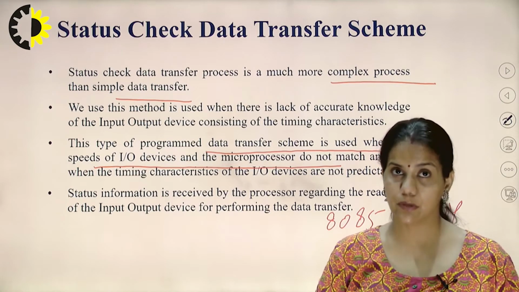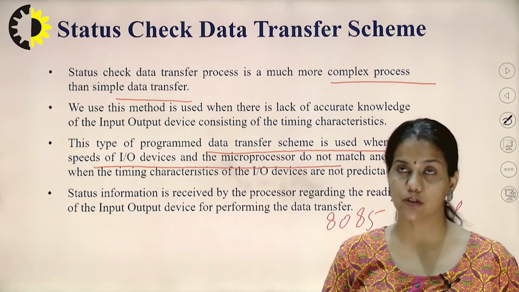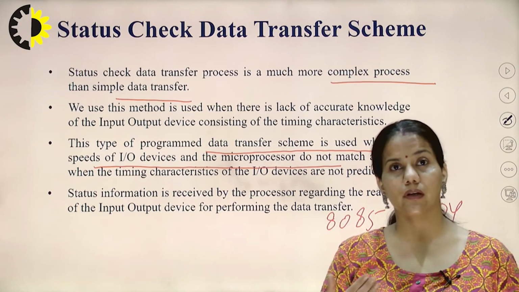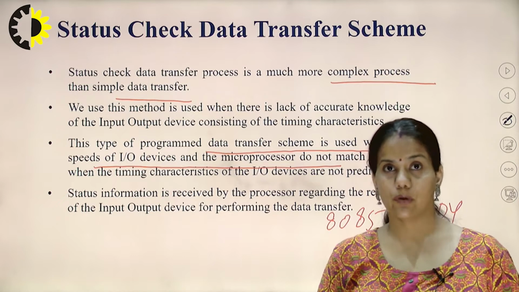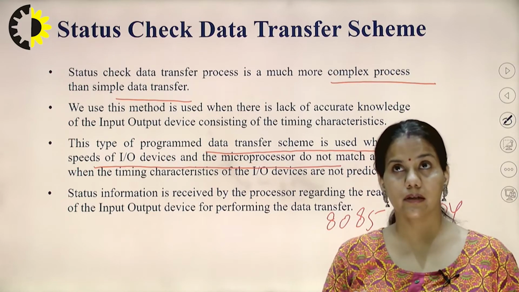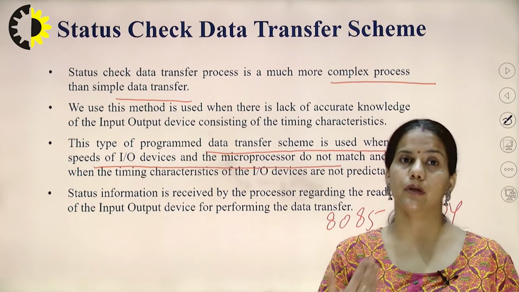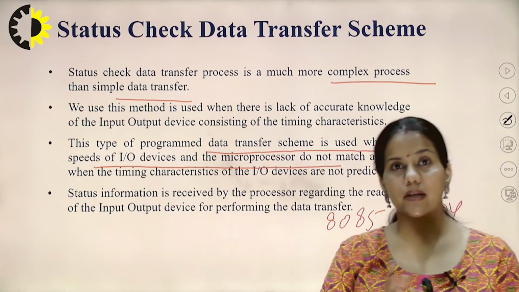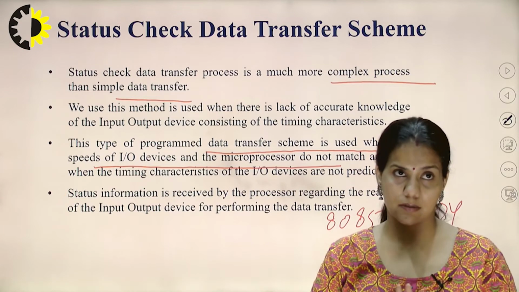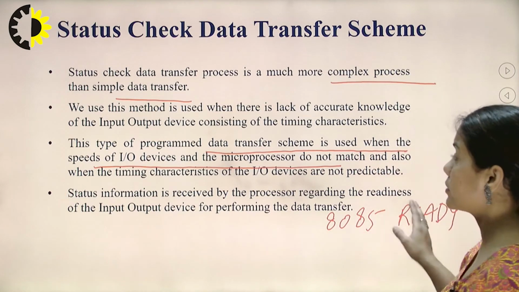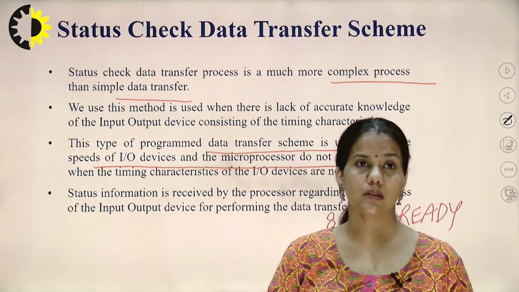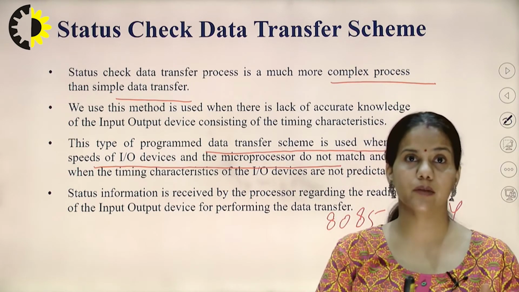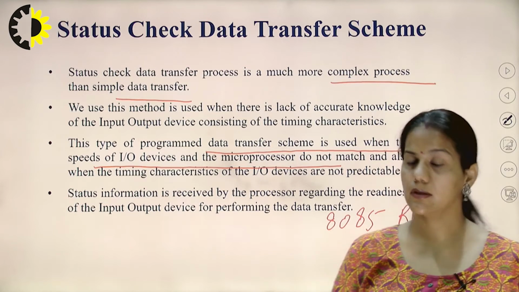two devices, between the processor and the peripheral device, to check if the data from the peripheral device is ready or not, or if the peripheral device is ready to accept the data or not. Such handshaking signals are used to match the speeds of both the devices. So this status check data transfer scheme is useful in those cases where the timing characteristics of both the peripherals and the processors are not known to us.